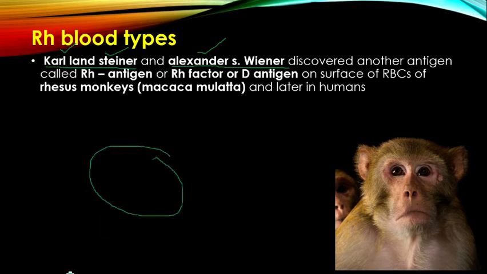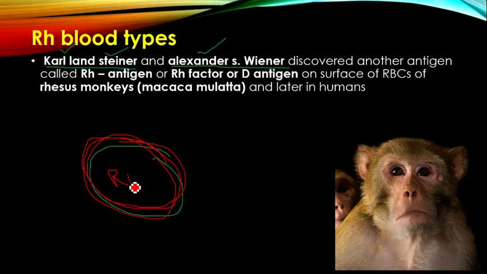another antigen on the surface of RBC. This is the RBC, or red blood cell. The two scientists identified another antigen on the surface of the RBC of the rhesus monkey. Hence, this antigen is also called Rh antigen, because it was identified in the rhesus monkey.